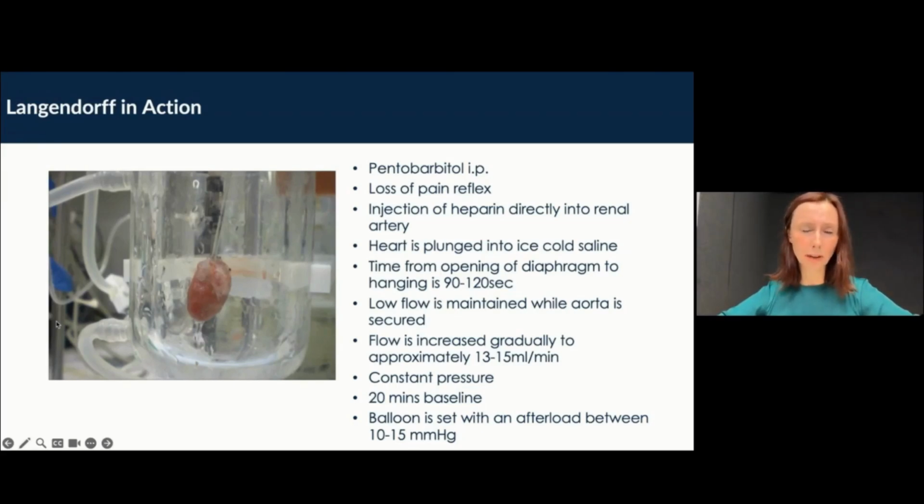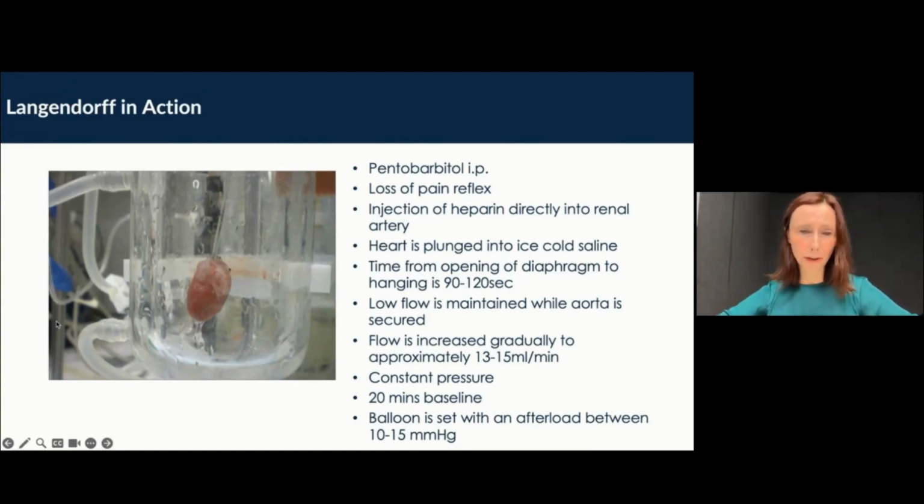Okay, so we make sure we have flow already established when we're connecting the aorta to the cannula, but we gradually increase it to our maximum depending upon the size and the age of the hearts. And with our rat hearts, we normally take it up to 15 mils per minute as a starting point.